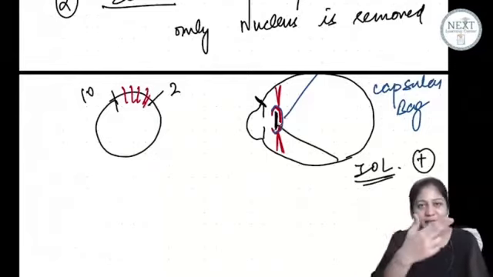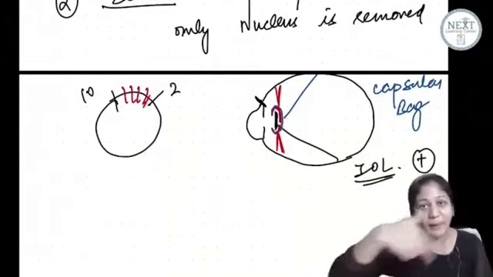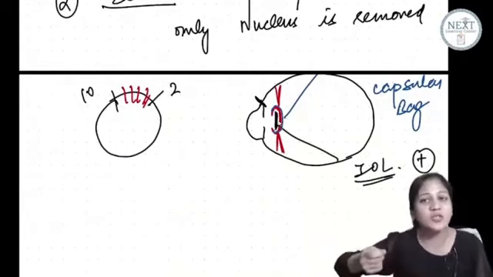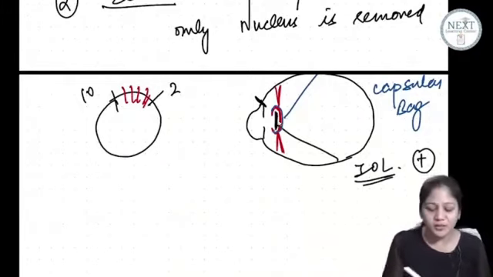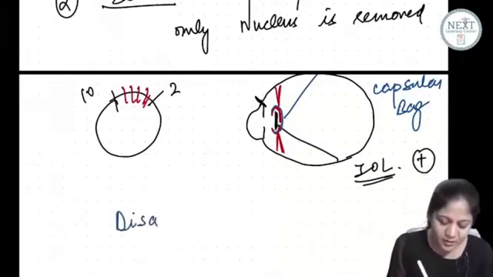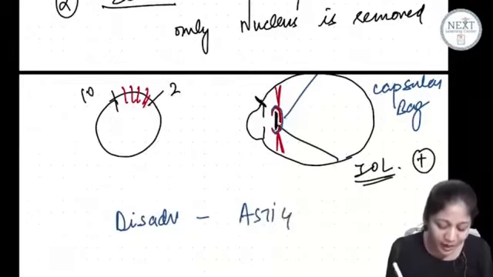Why? Because we are cutting the cornea and you are closing it with sutures. Nobody wants to make a big cut. Nobody wants sutures in the eye. Why we don't want the suture? What is the disadvantage of this surgery? You introduce a lot of astigmatism.